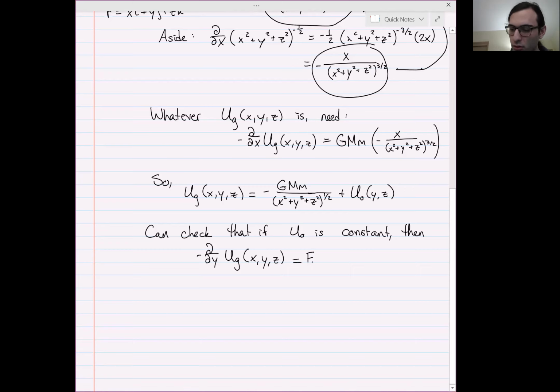But we have a trick up our sleeve. We can rewrite this using the fact that the letter r, or the variable r, which is the distance, is equal to the square root of x squared plus y squared plus z squared.